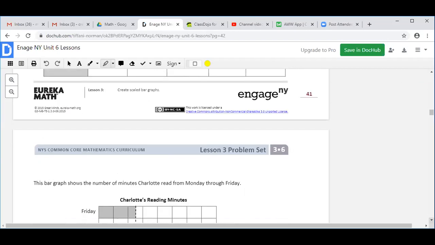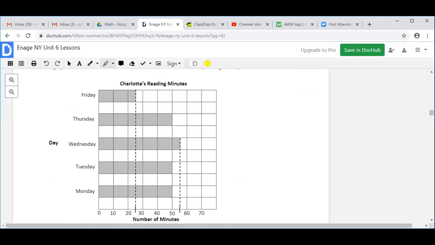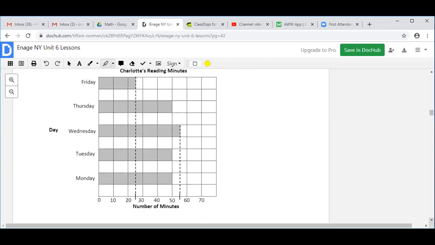All right, so right here is an example of a bar graph that uses horizontal bars, meaning the bars are going across. In this case, we're getting the data on Charlotte's reading minutes, from Monday through Friday. And then the number of minutes, again, the numbers in this case are skip counting by tens, but it can count by ones, it can count by twos, it can count by fives. Again, that's why you have to pay attention to the bottom or to the left-hand side to see how the numbers are being counted.